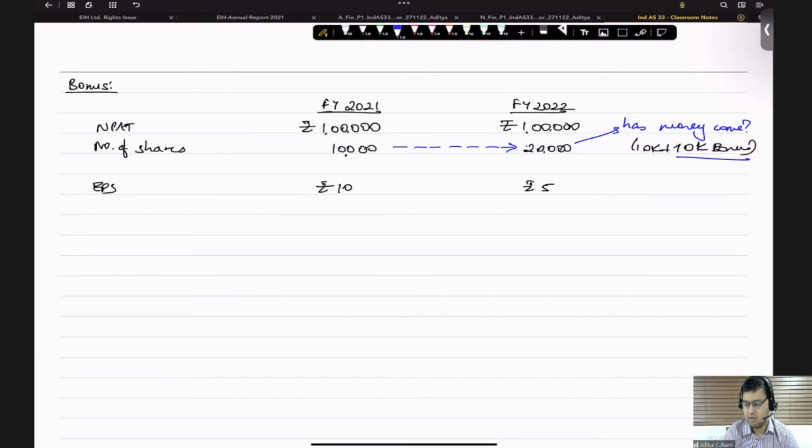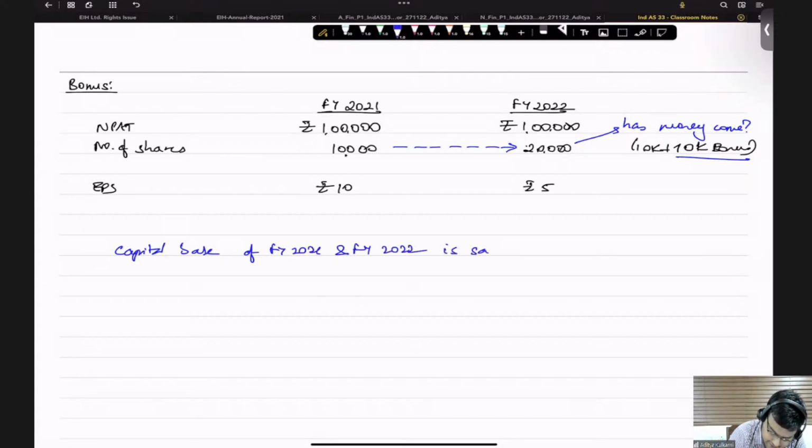Kaushik is saying no. Aniket Jain is saying no. Srishti, are you convinced that no money has come? Good. तो पैसा नहीं आया. That means, can I say that capital base of FY21 and FY22 is same? Can I say this? Answer is yes. Definitely you can say this.